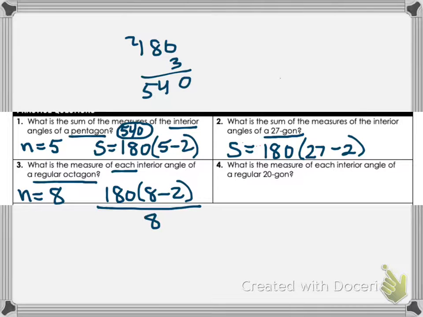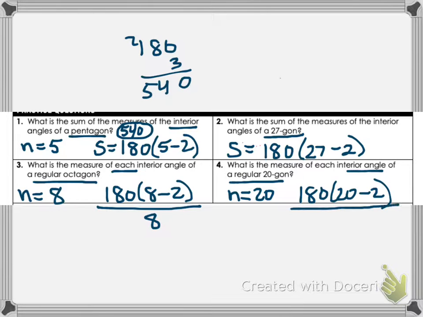Number 4, what's the measure of each interior angle of a regular 20gon? So there's 20 sides. The sum of the interior angles would be 180 times 20 minus 2. And then we divide by 20 to find the measure of each one. Let me grab a calculator and I'll finish this calculation.